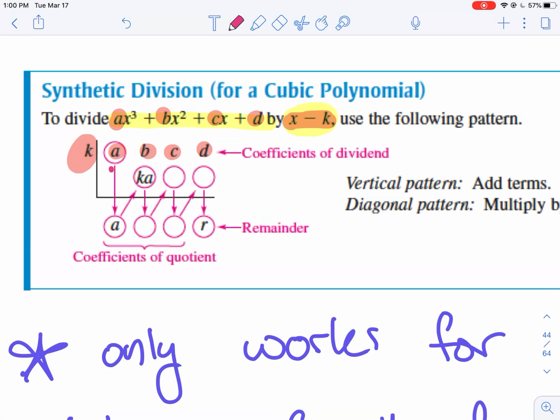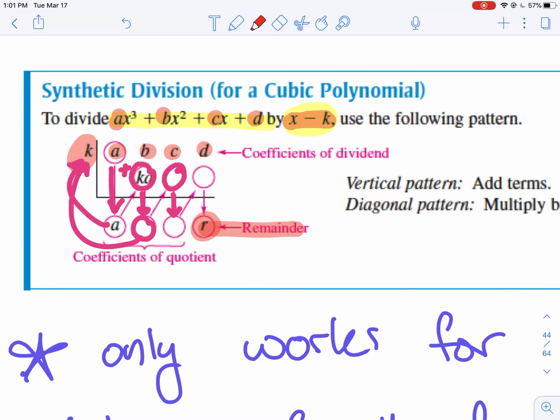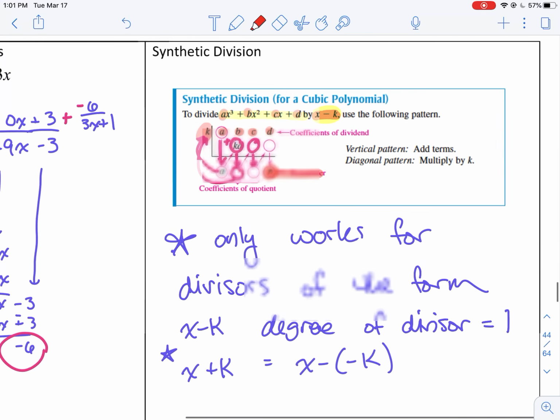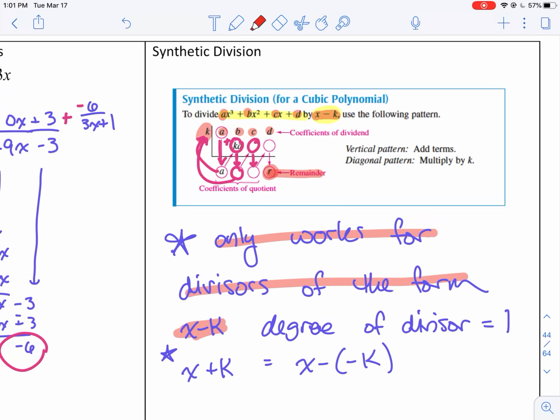And so what we do here is we bring down the first coefficient, and then we multiply a times k, that's what goes here, and then we add down. And then we do it again. Then we multiply this by k, that's what goes here, add down, repeat. This last term right here is our remainder. Our vertical pattern, add terms, diagonal pattern, multiply by k, that's the 0 of the factor. The big thing here is that this only works for divisors of the form x minus k, where the degree of the divisor is 1.